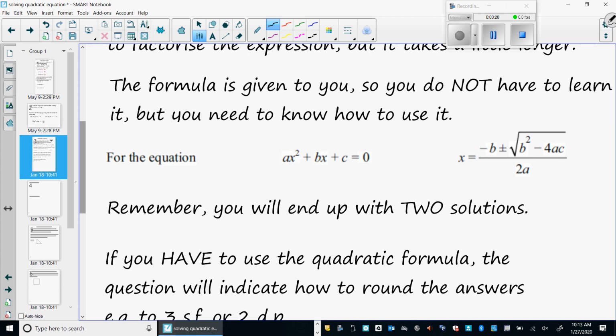Now, obviously, you can still use your calculator. It's just you're going to have to work out using this formula, okay?